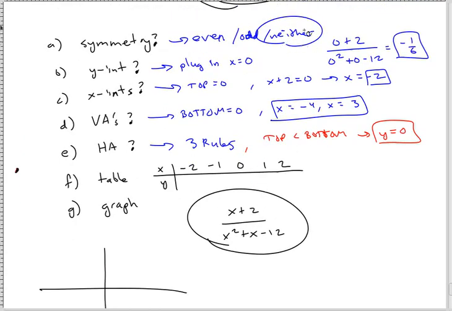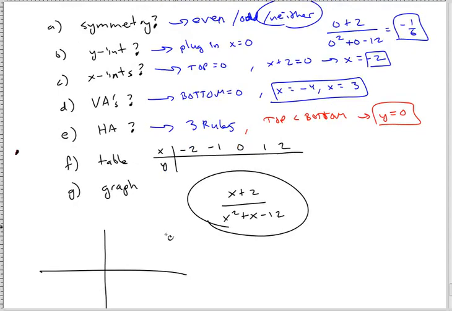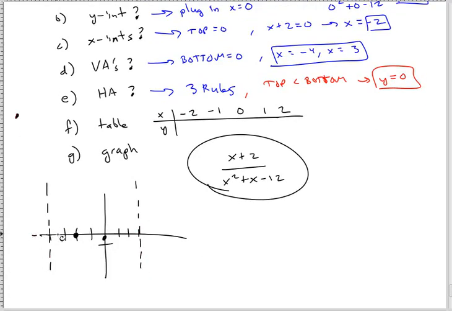So there was no symmetry, so that didn't help me. Y-intercept at negative 1/6, so that would be somewhere around right there maybe. Okay. I have a 0 at negative 2. It's crossing through right there. I have 2 vertical asymptotes at negative 4 and at 3. Okay. I have a horizontal asymptote at 0, and so that's going to be right here on the axis.